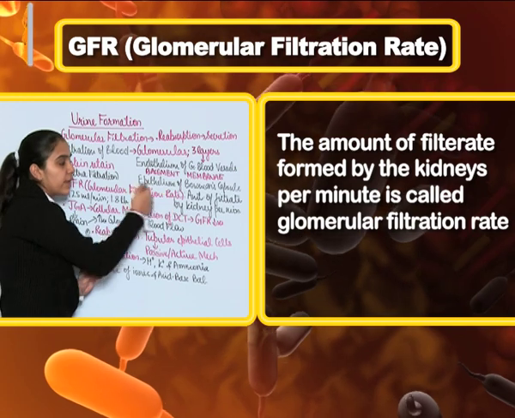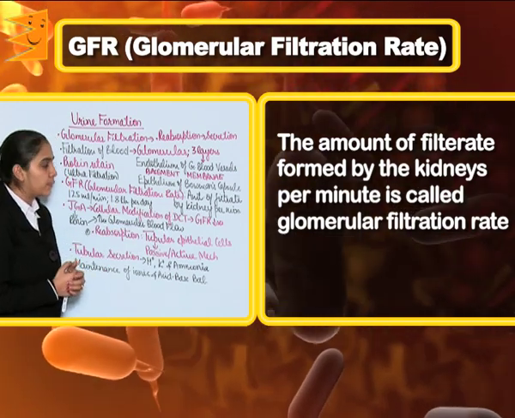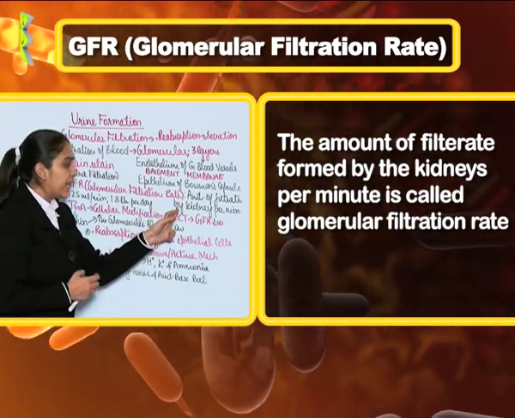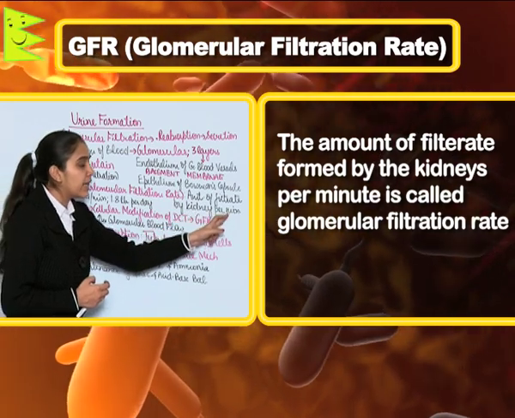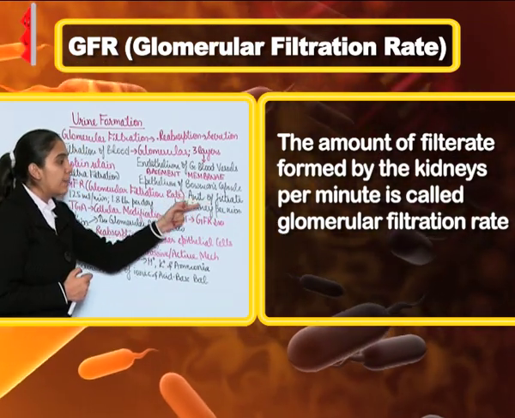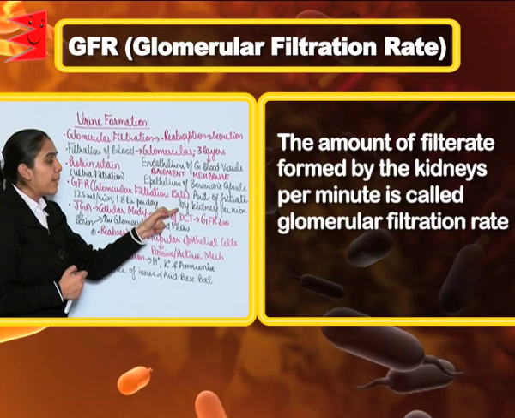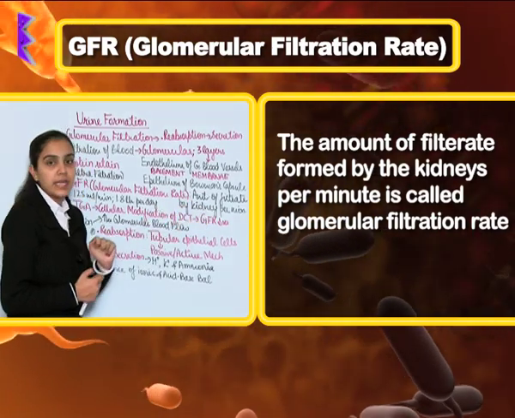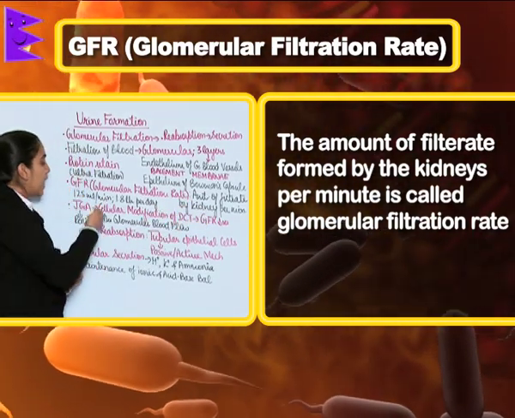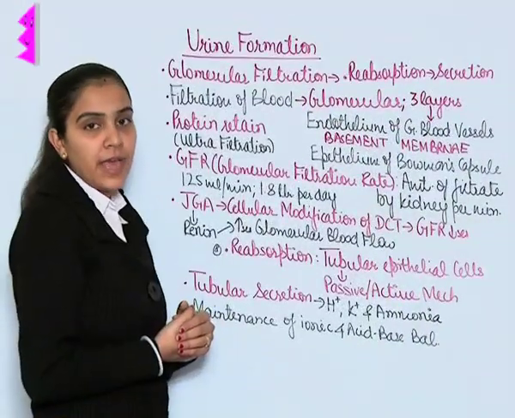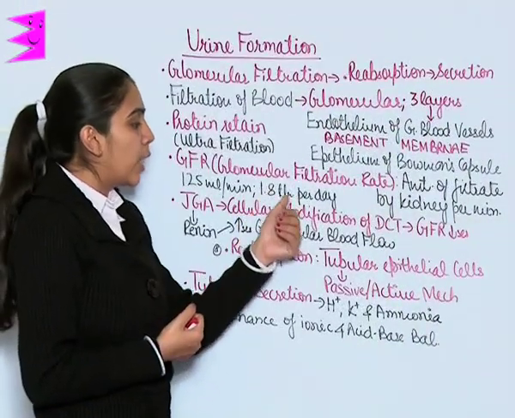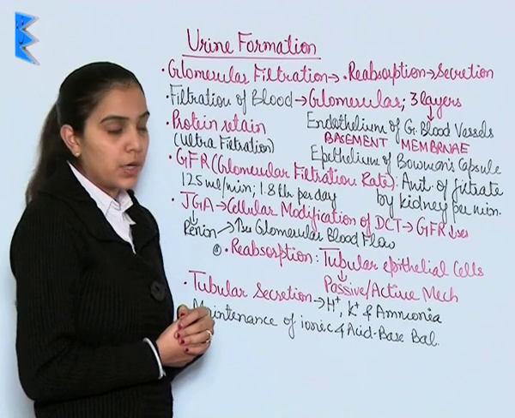Glomerular filtration rate is the amount of filtrate made by the kidney in a minute. That is, the amount of filtrate by the kidney per minute is known as GFR. It is 125 ml per minute and 1.8 liters per day.